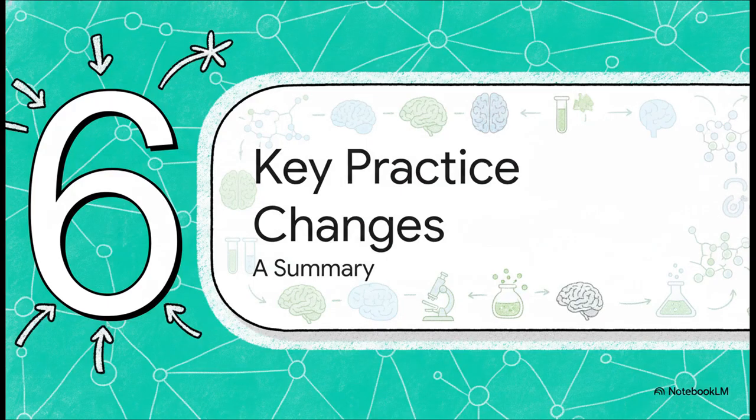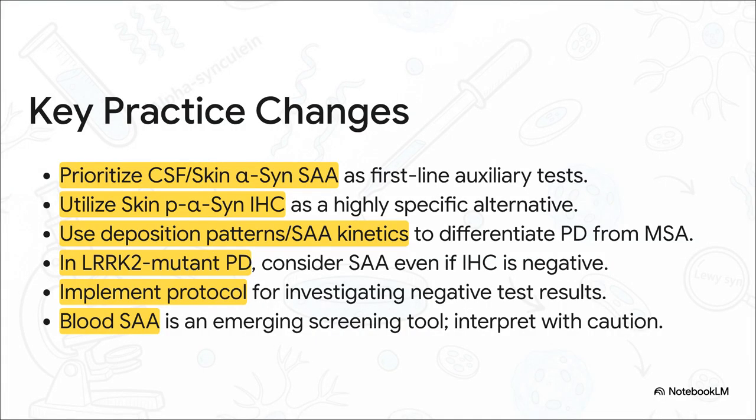And that brings us to our final section, a concise summary of the key practice changes for you to integrate into your clinic starting now. So let's crystallize the core actionable changes. 1. Prioritize SAA from CSF or skin as your first-line tests. 2. Use skin IHC as a robust, highly specific alternative.